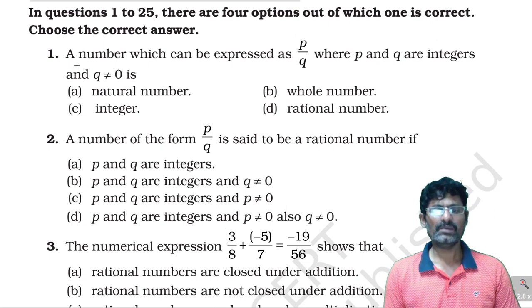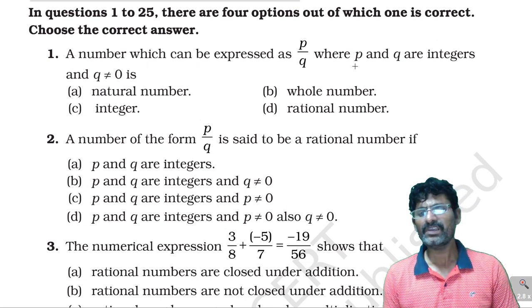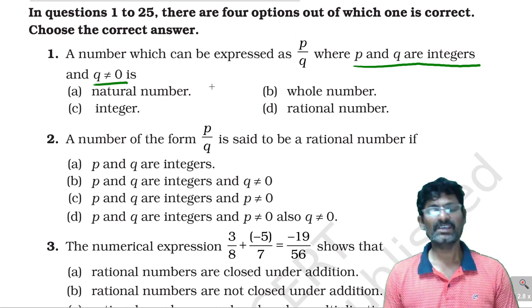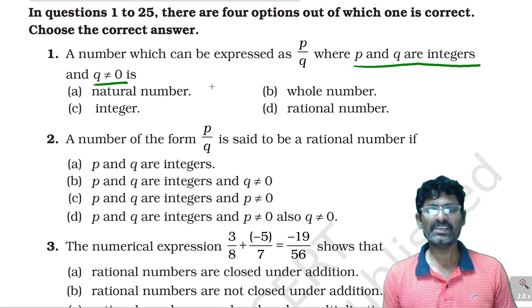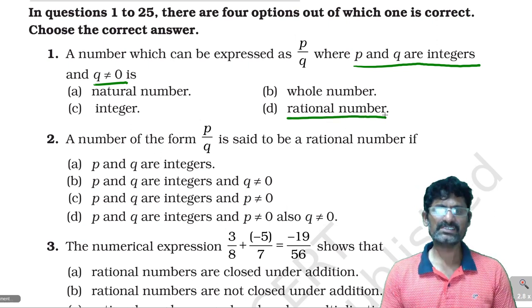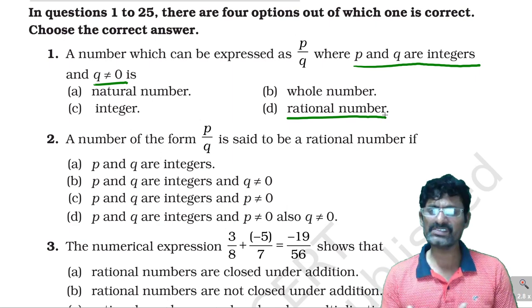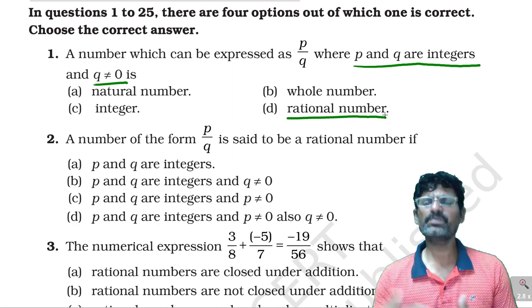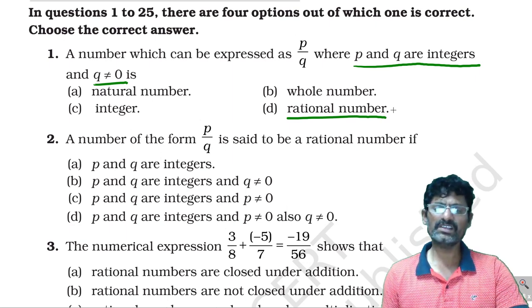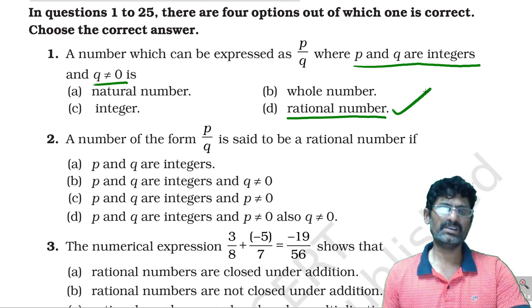First problem. A number which can be expressed as p by q, where p and q are integers and q is not equal to 0 is. Clearly we know that that is a rational number. The definition of a rational number is a number which can be expressed in p by q form, where p and q are integers and q is not equal to 0. So clearly this is a rational number.